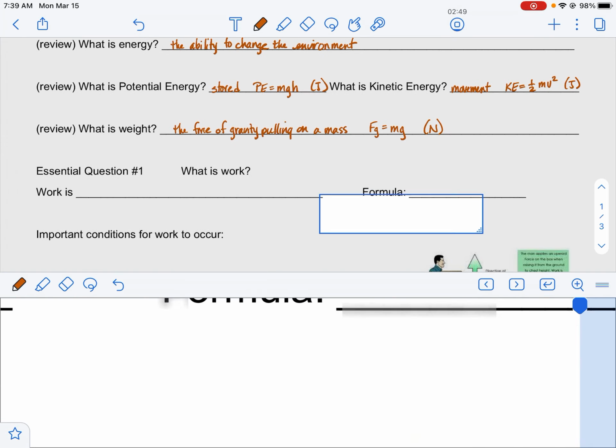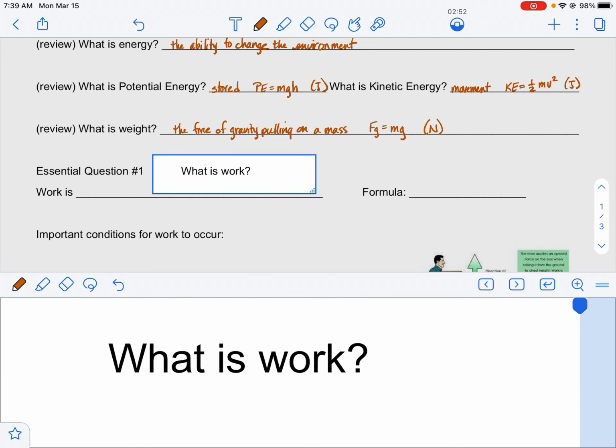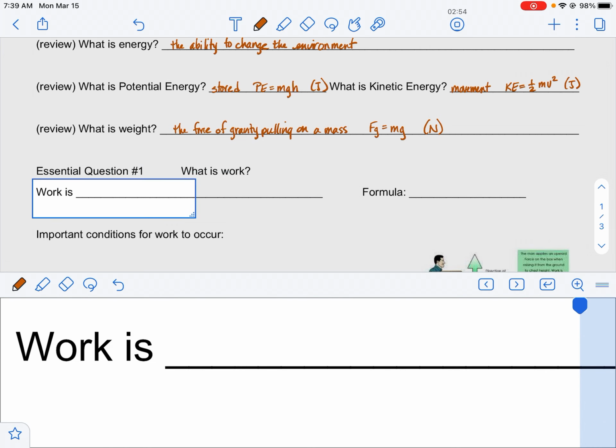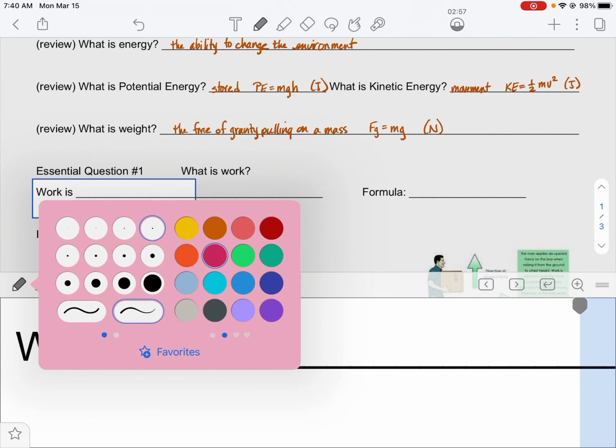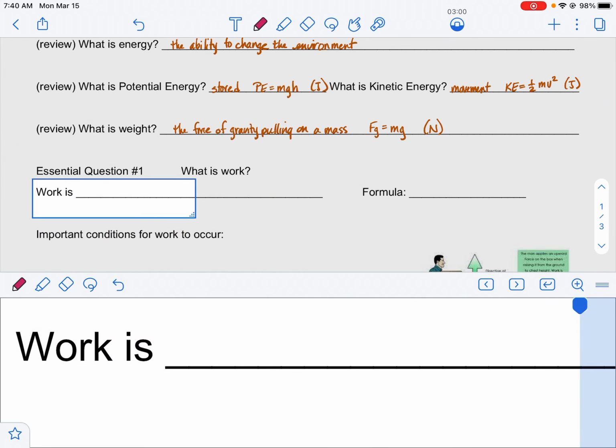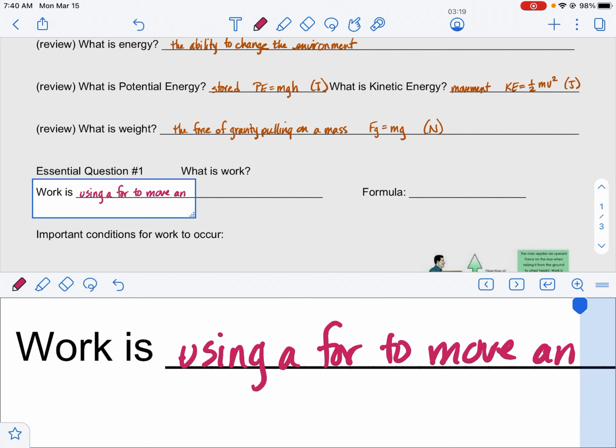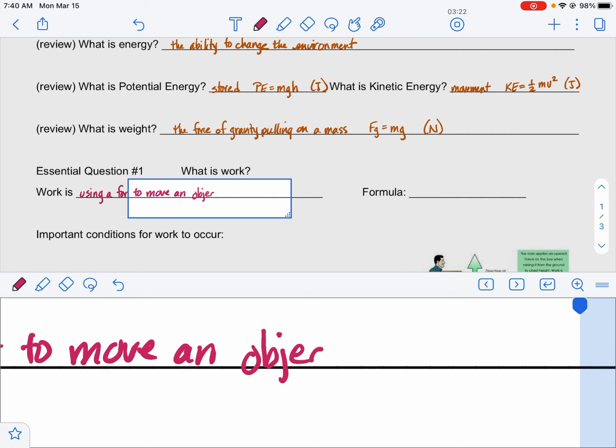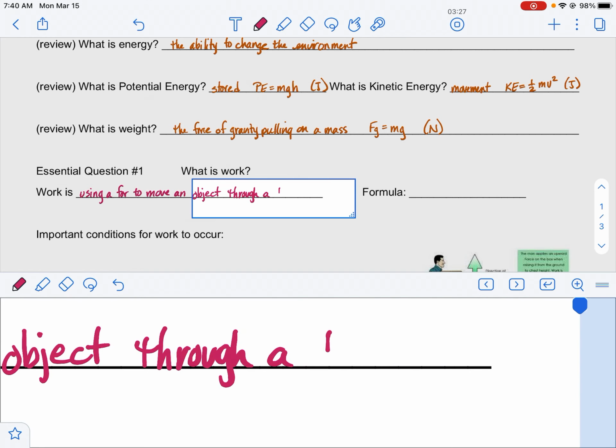So, our first essential question: what is work? So work is one of those terms, right, that you hear all the time. Your parents say, I'm going to work, or you're going to work out, or you're going to work hard, or maybe you have homework, or maybe you have yard work or housework. Work in physics class is a very specifically defined concept, and work is using a force to move an object through a distance.